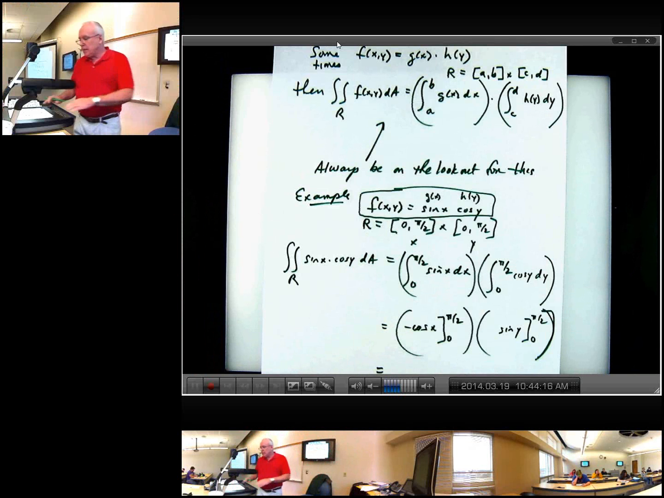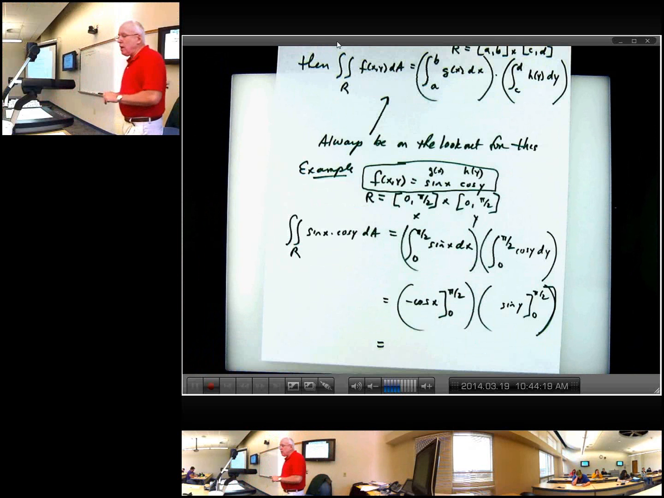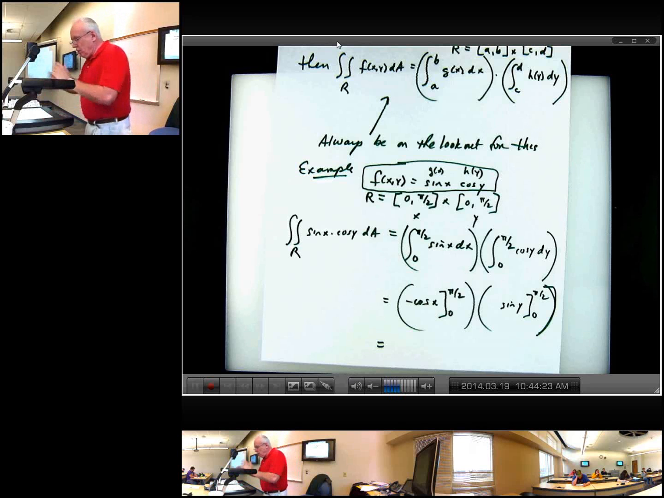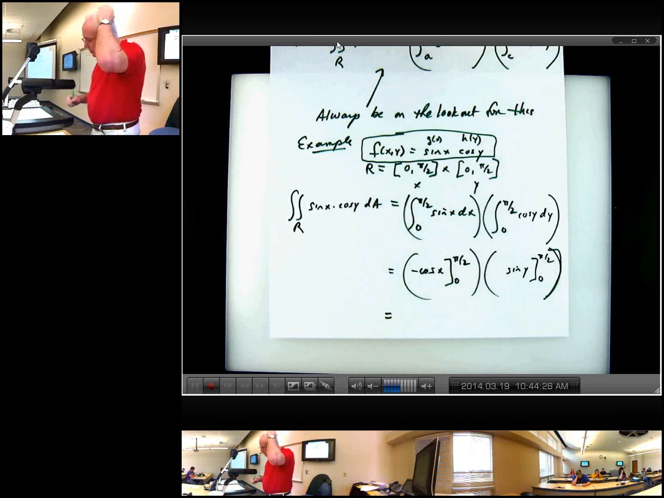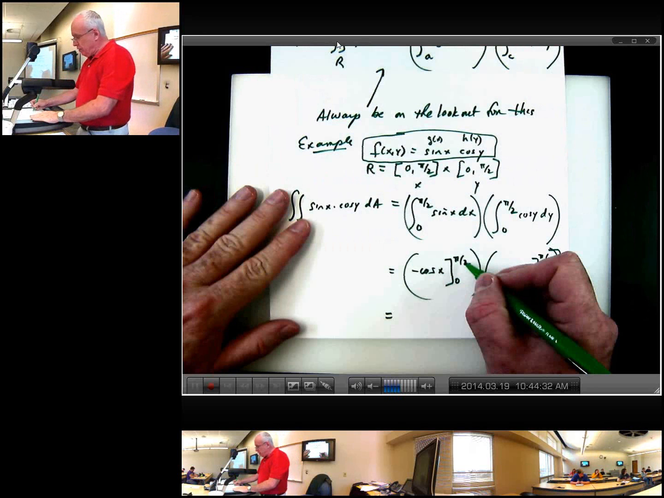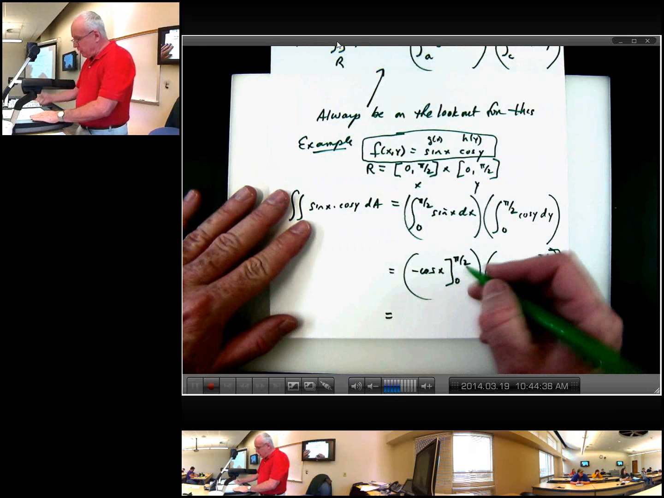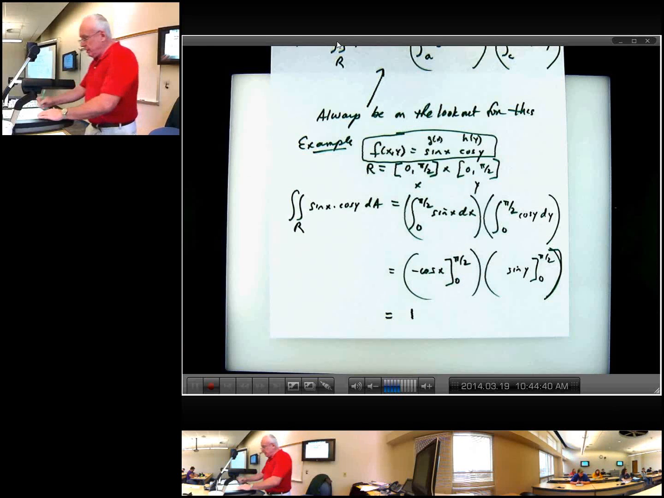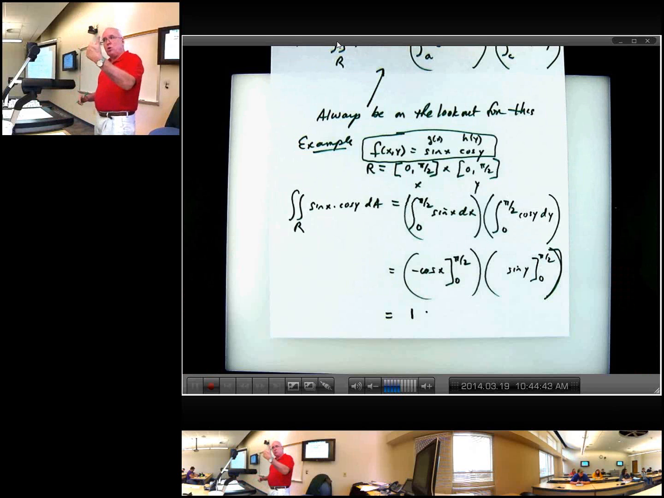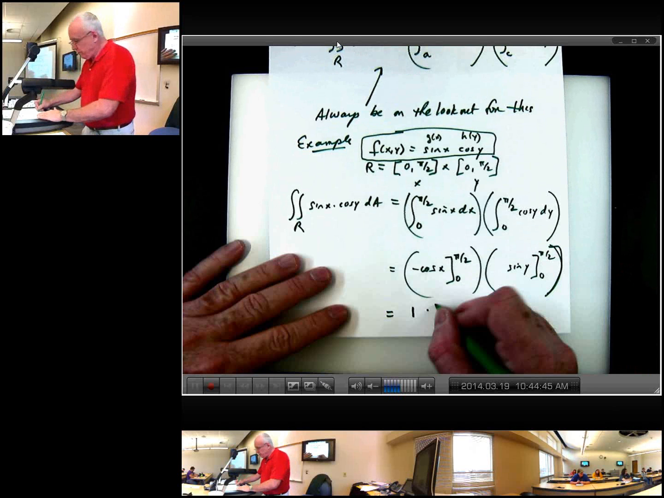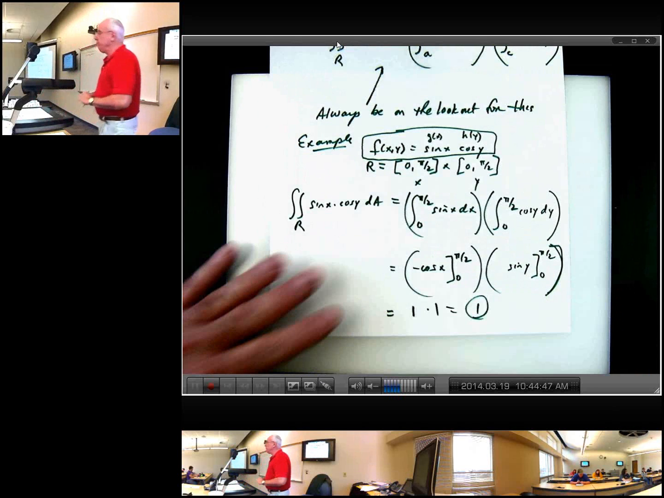So the statement was, if it were like sine xy, cosine xy, we could not split these things up like that. I think Joe said the answer is going to be 1. So what do we have? Minus cosine of pi over 2 is 0. And then we have a double minus, so cosine of 0, that's a 1. And then here, sine of pi over 2 is 1 minus 0. So our answer is 1.